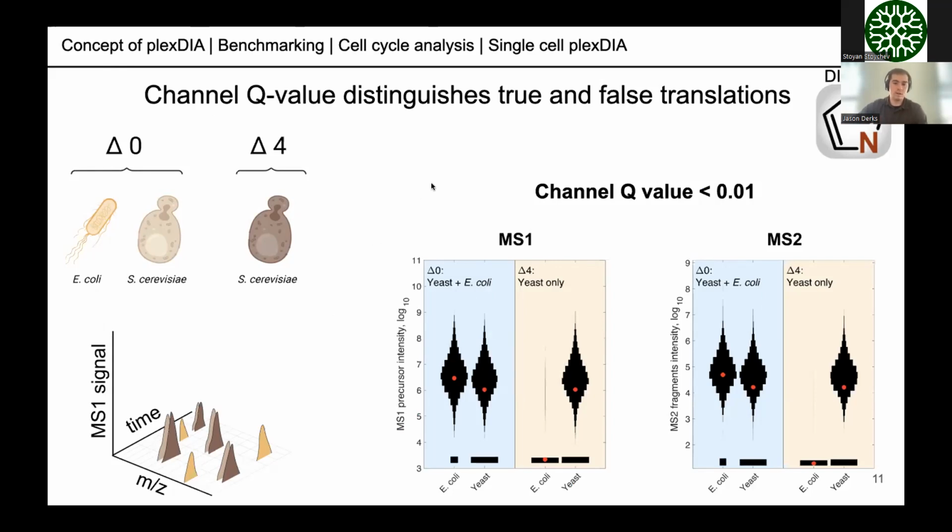And so now the question is, how well can this channel Q value actually filter out whatever spurious signal this might be integrating? And it actually works quite well. So if we look at the MS1 precursor intensities, we find that the empirical FDR matches the channel Q value that we set. And this is true at the MS1 level and at the MS2 level.